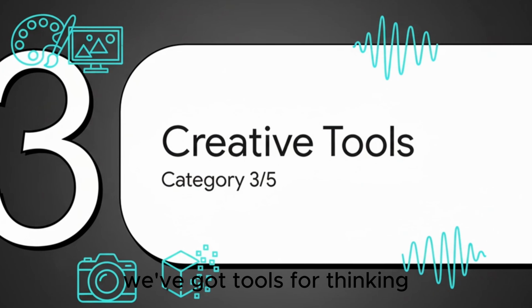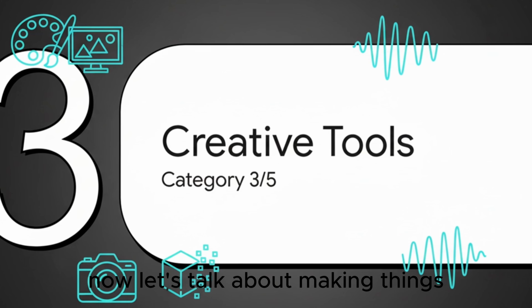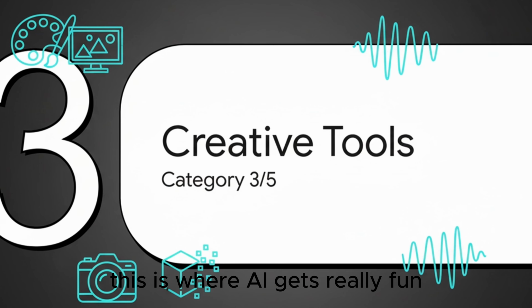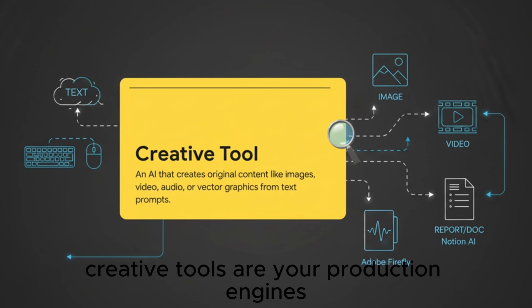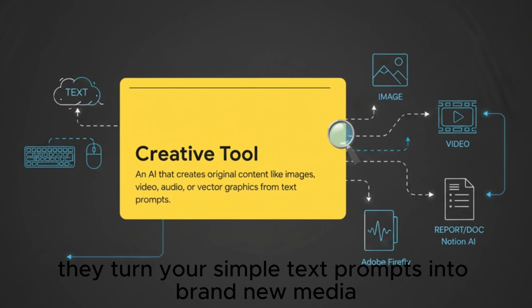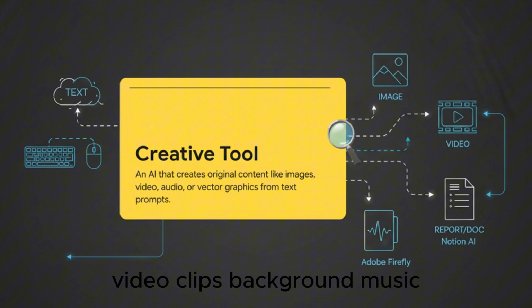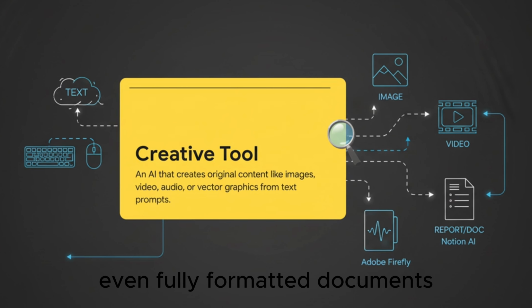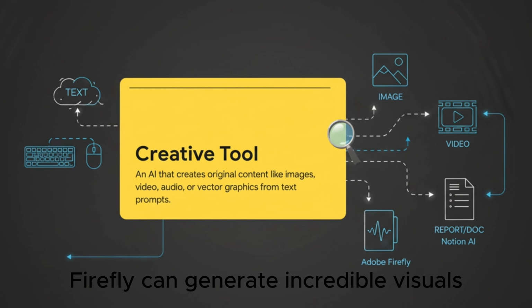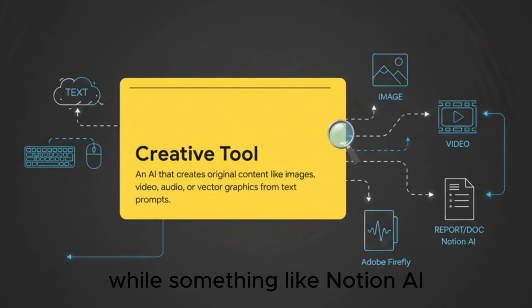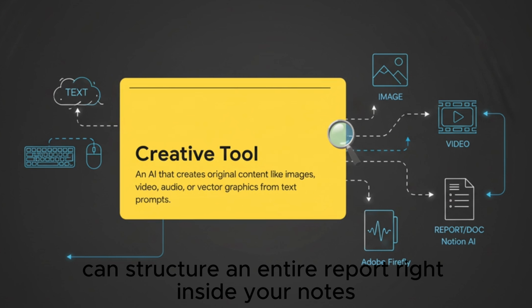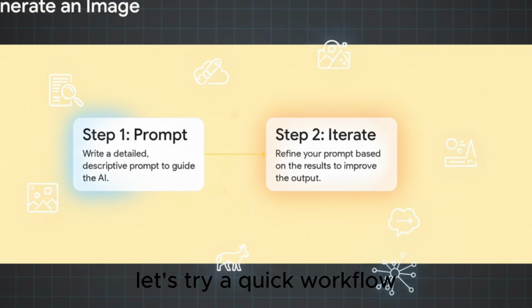Okay, so we've got tools for thinking and tools for fact-finding. Now let's talk about making things. This is where AI gets really fun. Creative tools are your production engines. They turn your simple text prompts into brand new media. We're talking about images, video clips, background music, even fully formatted documents. Tools like Adobe Firefly can generate incredible visuals, while something like Notion AI can structure an entire report right inside your notes.